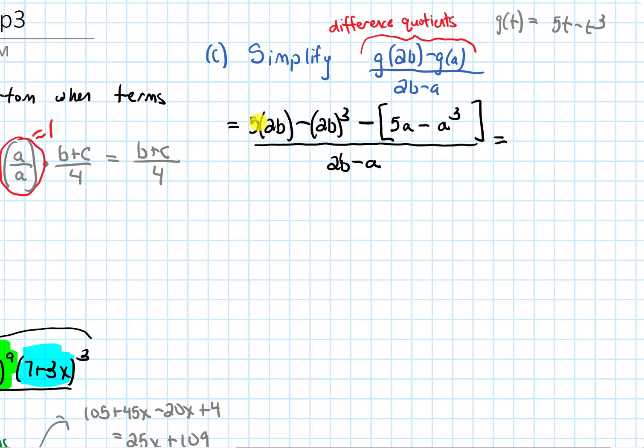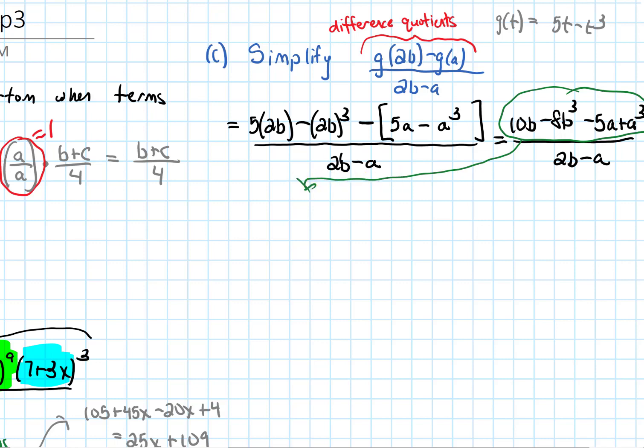Now if I simplify the top a little bit, I get 10b minus 8b to the third. In distributing the negative, we get minus 5a plus a to the third, over the 2b minus a. So now the denominator is pretty simplified. Let's focus our attention on the numerator. We have 4 terms. In general, when we have 4 or more terms and I may need to factor, usually what we'll try is to factor by grouping.